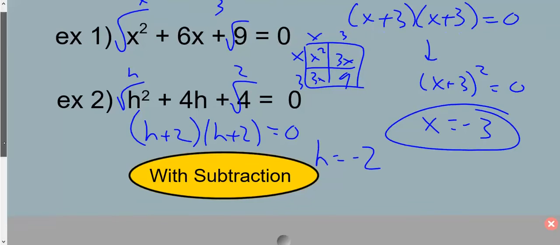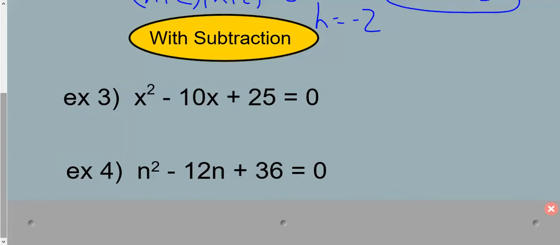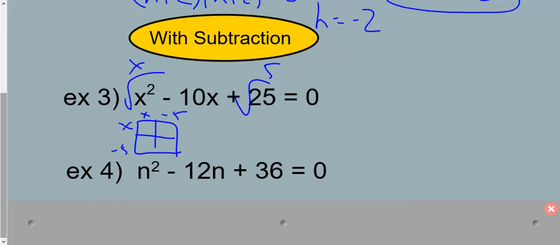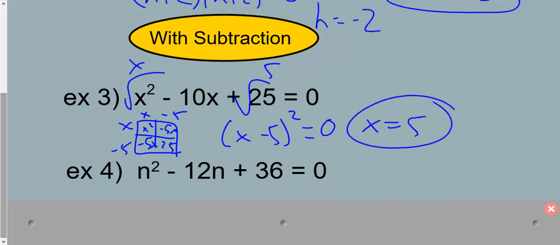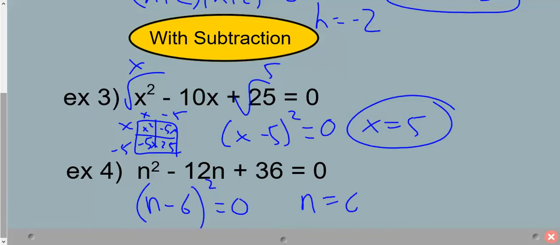Okay. How about with subtraction? Square root this, we get x, we get 5. The only difference here is I'm going to use x minus 5 and x minus 5 because I need it to be negative 10x. So this would be x minus 5 squared. So x equals 5 if I solve that equation there. And the same thing for the last one. This is going to be n minus 6 times n minus 6. So n equals 6.